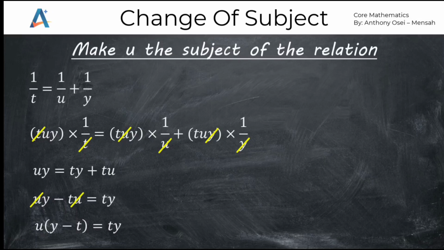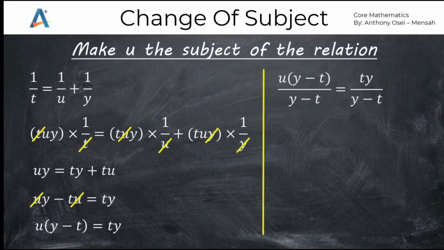Having this, we then have to make sure u stands alone by dividing both sides by y minus t. So we have u into bracket y minus t is equal to ty. We divide here by y minus t. Divide here too by y minus t, where the y minus t will cancel the y minus t, remaining with u. So we can conclude that therefore u is equal to ty all divided by y minus t. This will be our final answer.